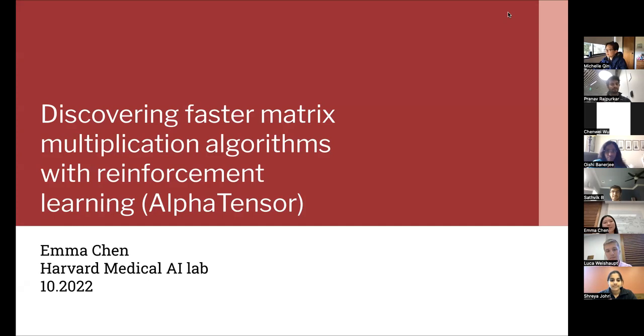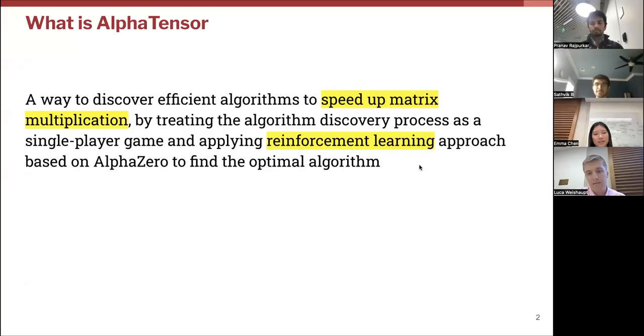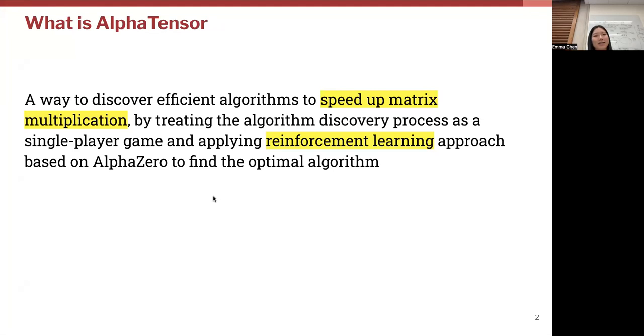Thank you, Pranav. So today I'm going to talk about AlphaTensor. Before I start, I guess the first question everyone who has not read the paper yet might be wondering, what is AlphaTensor? AlphaTensor is a way to discover efficient algorithms to speed up matrix multiplication by treating the algorithm discovery process as a game. And it applies reinforcement learning on this game to find the optimal algorithm.